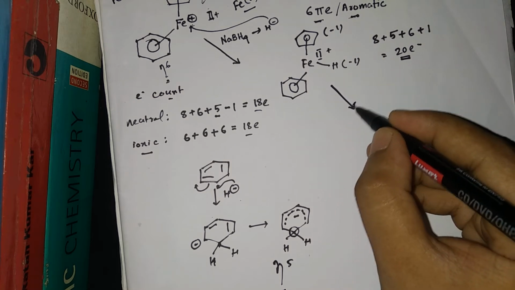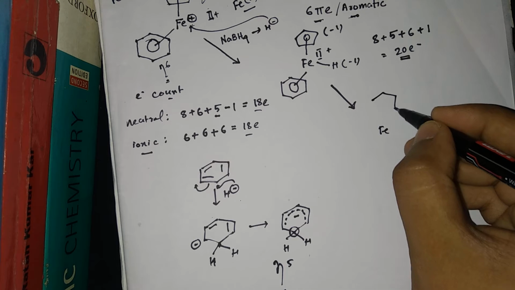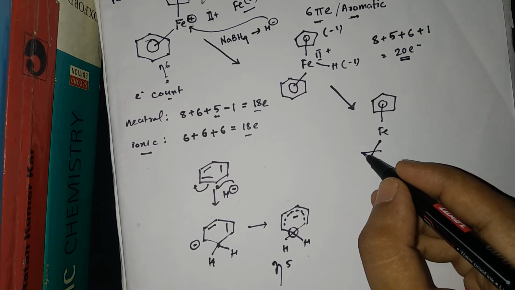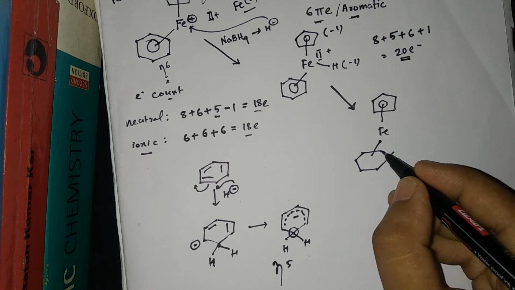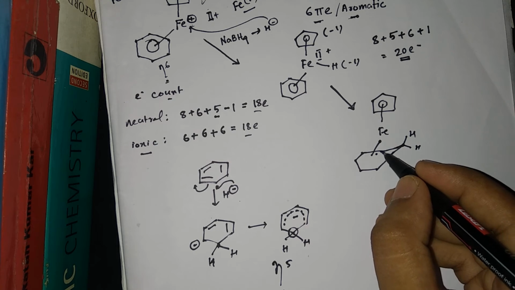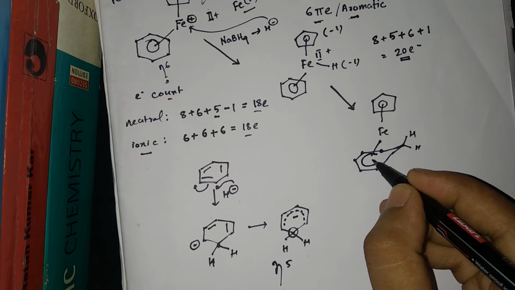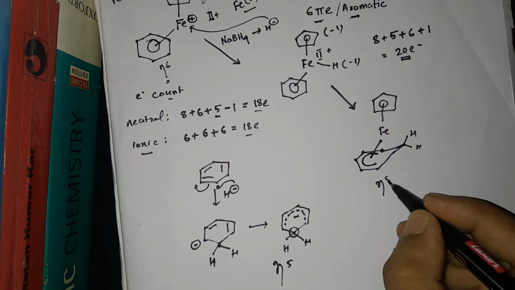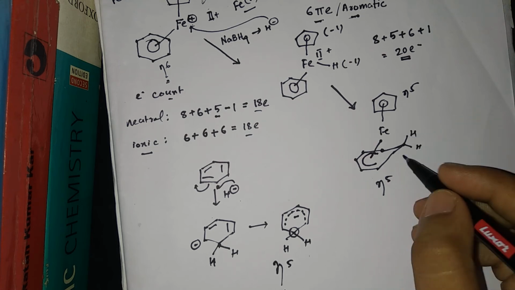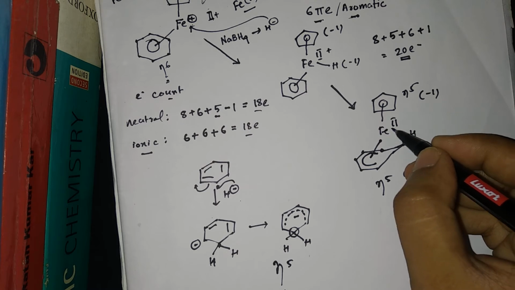So then what will form? It will form Fe, then here it will be Cp, and here it will be like this. So hydrogen, and these 5 carbons, so this is 1 carbon, another carbon, another carbon, so these 5 carbons have a negative charge on them. So it is an eta-5 type of complex. This is also an eta-5 type of complex, and this is also an eta-5 type of complex. And here this has a negative charge and this has a negative charge. So hence iron has a +2 oxidation state.